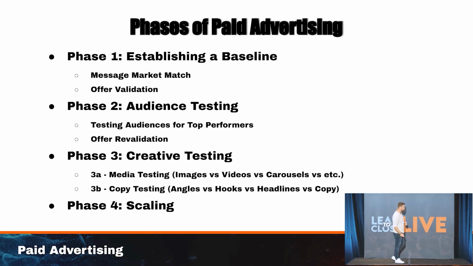Phase 4 is ultimately, if you've done steps 1 through 3 and you've executed them, now you have a campaign that you should be getting $1 in and $3 or more out, and you can scale that puppy up. Okay, so let's break each one of these down with a couple rules.